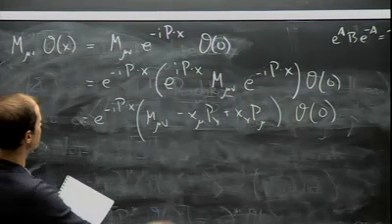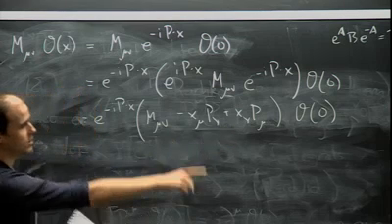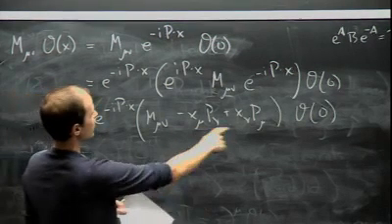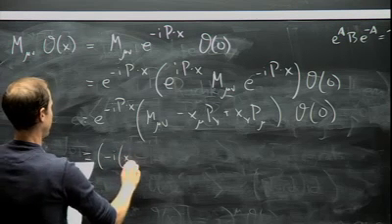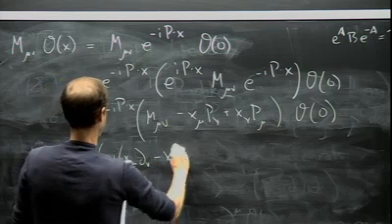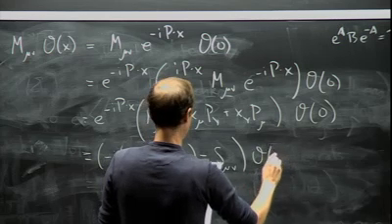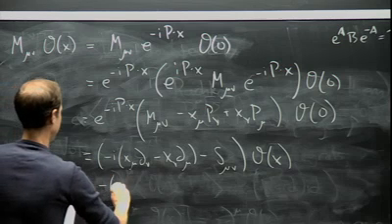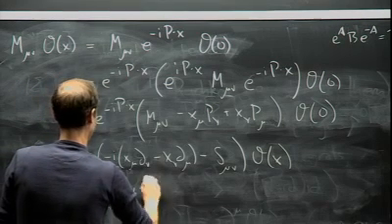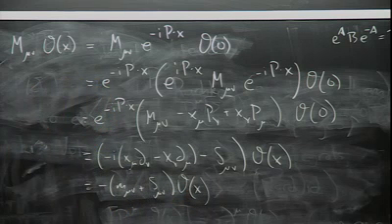Now, we know how M mu nu acts at the origin. We can just replace that with our finite dimensional representation matrix. And the action of P's is just given by derivatives. So this is equal to minus i (x mu d nu minus x nu d mu) minus S mu nu, acting on O of x. And if you like, we could write this as minus little m mu nu plus S mu nu on O of x, where little m mu nu is the vector field that generates rotations.